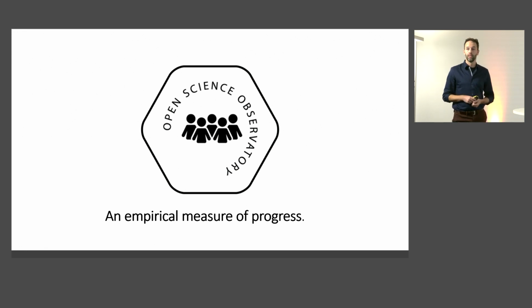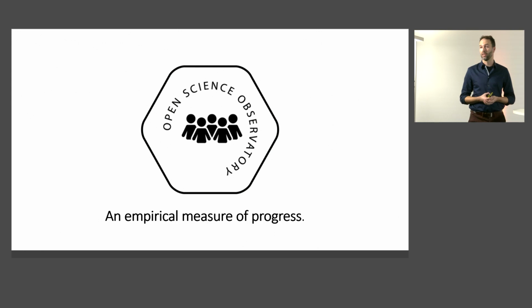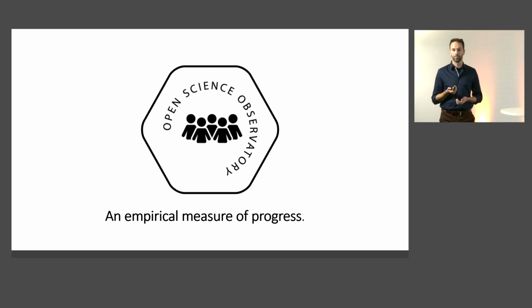So this data will help us to avoid becoming either despondent because we think that nothing is improving, or complacent because we think that everything is fine. So in other words, the Open Science Observatory will provide an empirical measure of progress towards improving the transparency of scientific research. So how are we going to do this?